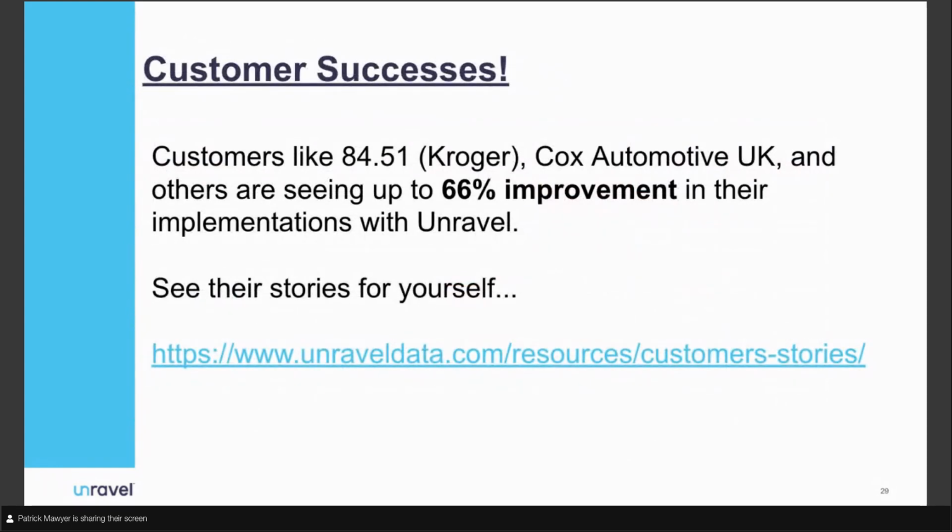Now we have customers that have had great success implementing Unravel, 8451, an arm of Kroger, Cox Automotive UK, many others seeing significant improvements with their implementations. And if you want to go check out the stories in more detail for yourself, I highly encourage you to go check out unraveldata.com, resources, customer-stories, or if you're at our website, unraveldata.com, just click the learn at the top and go look at the customer stories from there.